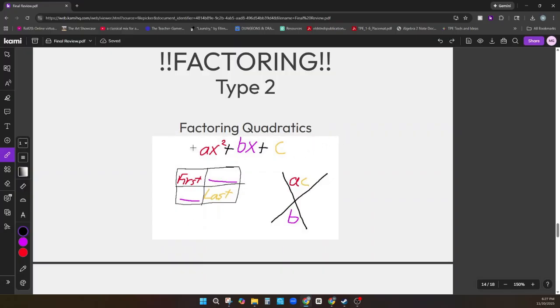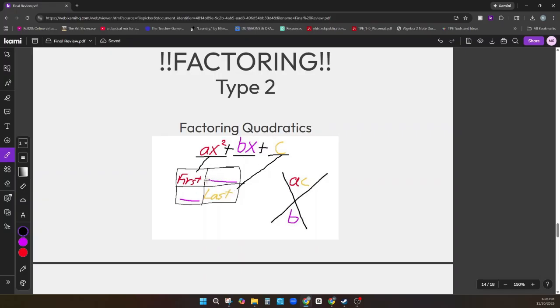So quadratics are any equation that has the form ax squared plus bx plus c. You've seen plenty of those. Hopefully, we're familiar with them already. But the way that we factor these is by making our large box, and our first term goes in our first box. Our last term goes in our last box. And our middle term gets broken up and put into our middle boxes here.